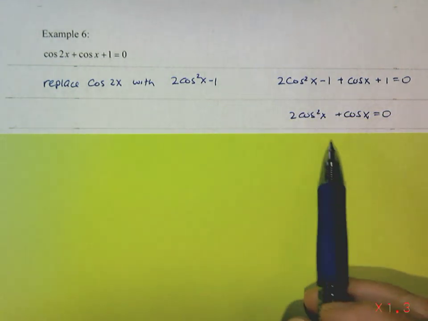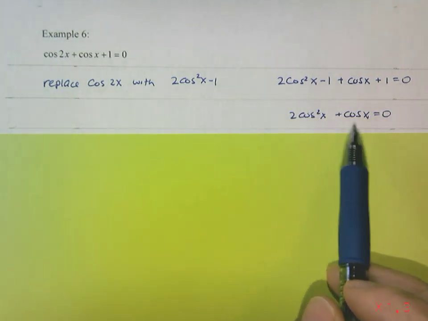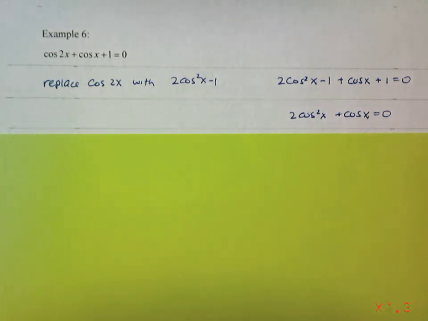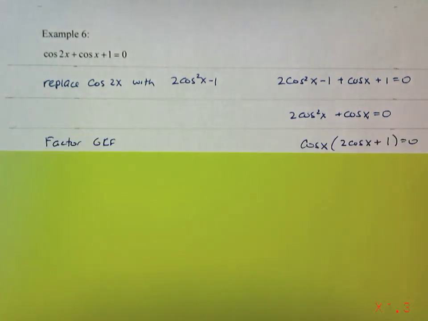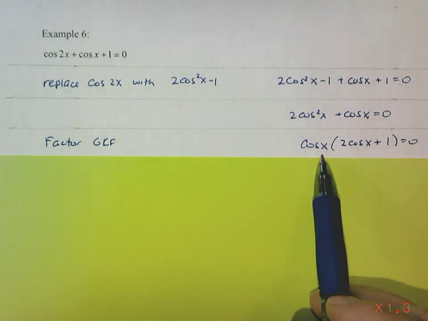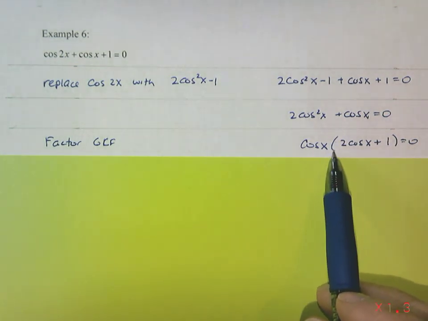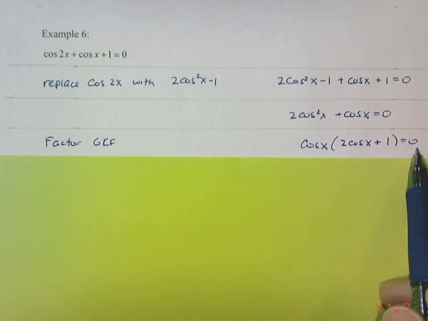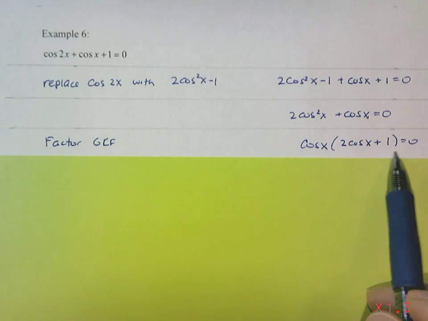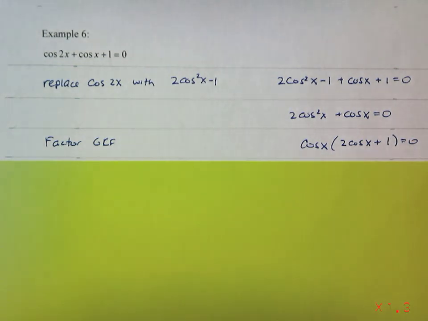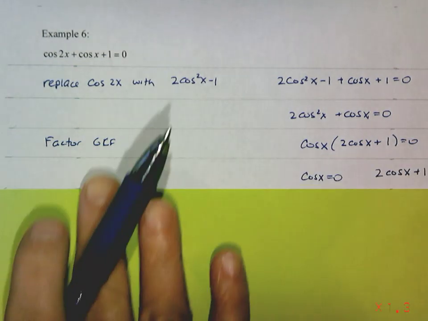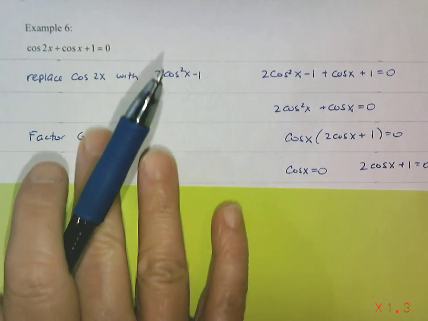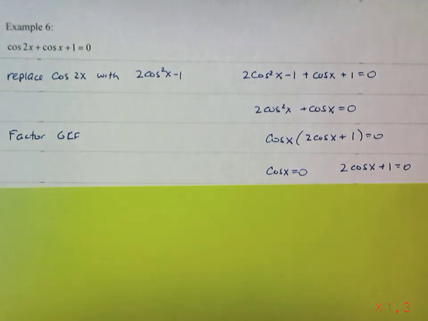I combine my like terms and I'm left with 2 cosine squared x plus cosine x equals 0. I can factor the greatest common factor, which is cosine x, put it in the front, open parentheses, 2 cosine x plus 1, end parentheses equals 0. Once again, these parentheses are really important and the 0 is very important. Set each factor equal to 0. So I get cosine x equals 0 and 2 cosine x plus 1 equals 0.